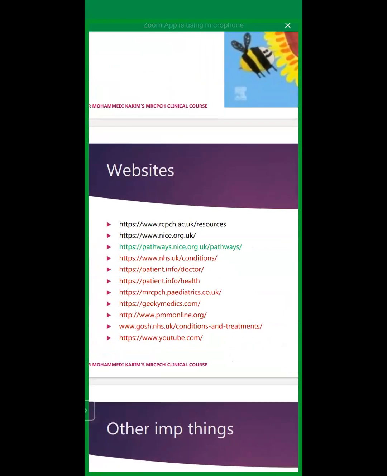RCPCH, the site itself has many nice resources, and also the NHS website, the patient info website. There are two types of patient info, and this is what I am always talking to my candidates about. The doctor page is where you get the medical information for the doctors, and the health info is the second type. This is non-jargon, okay?